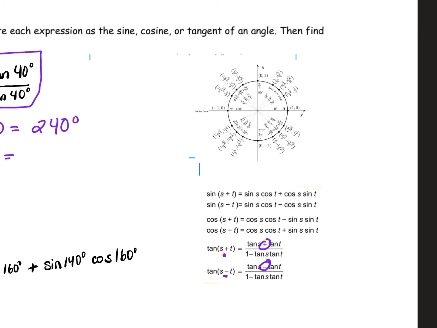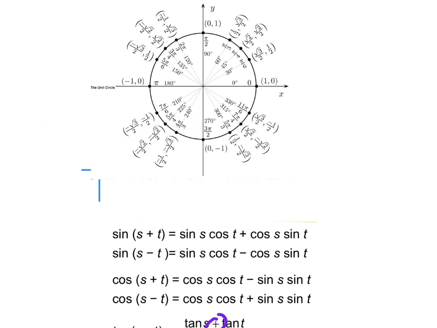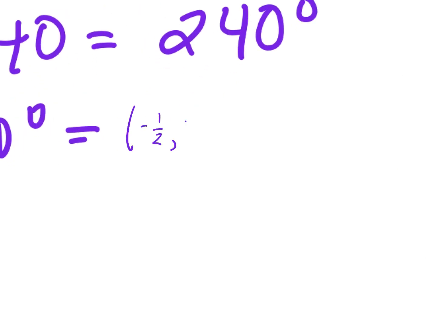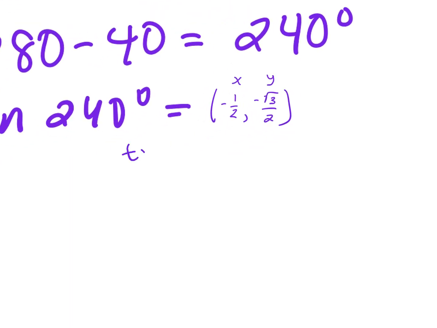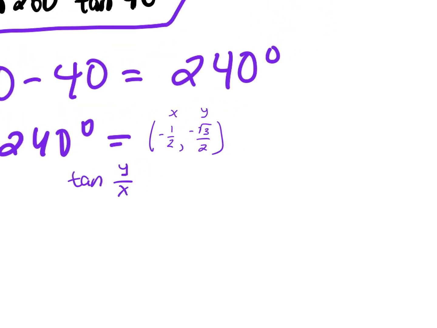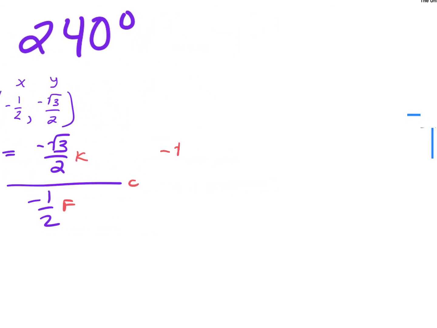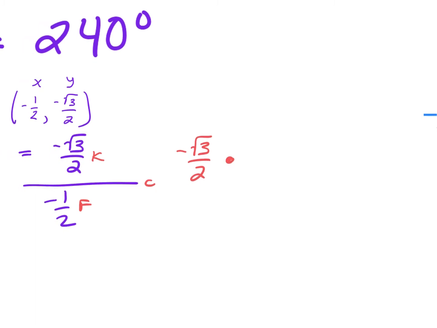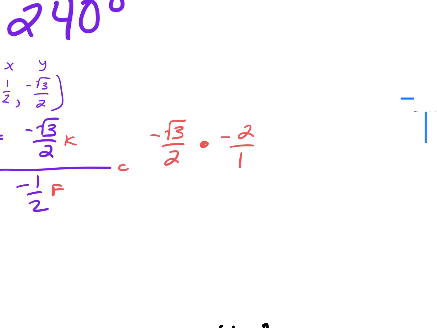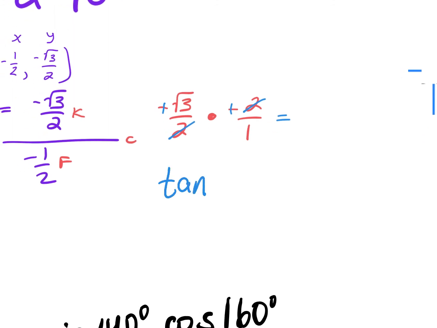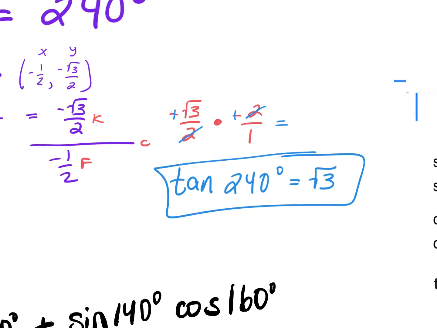Well, 240 is on the unit circle. So I go to the unit circle, 240 is negative 1/2, negative root 3 over 2. This is my x value, this is my y. Remember guys, tangent is y over x. So I can take my y value, negative root 3 over 2, divide it by negative 1/2. When we divide fractions, we keep, change, flip. So I have negative root 3 over 2 times, I flip this over, it becomes negative 2 over 1. My two negatives cancel out. 2 on top crosses off with 2 on the bottom. So you could answer this question and tell me that the tangent of 240 degrees is the positive square root of 3.